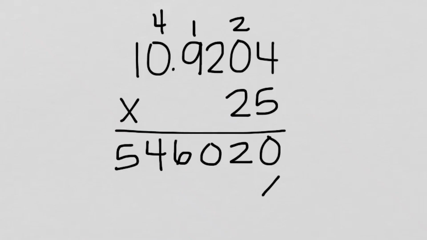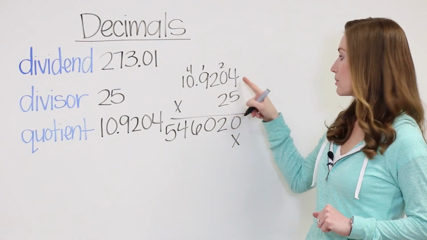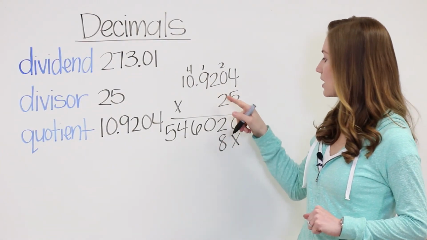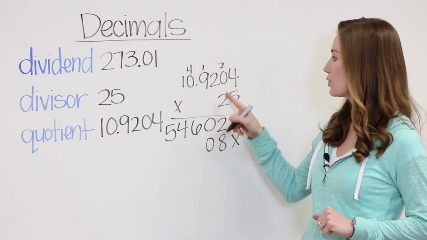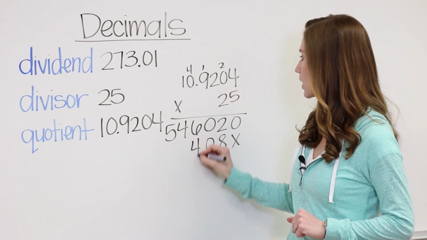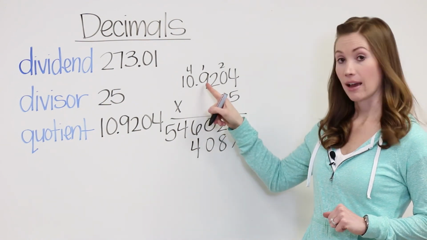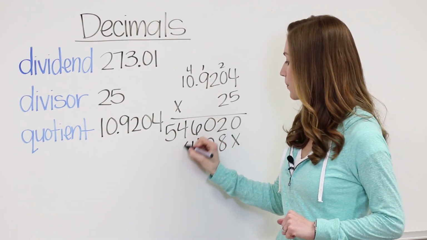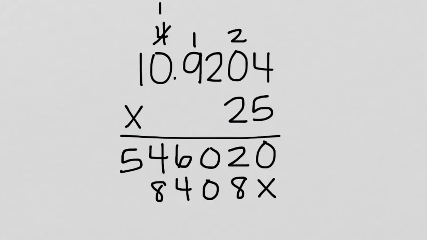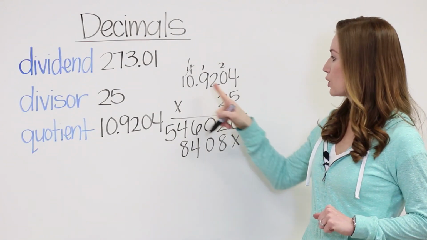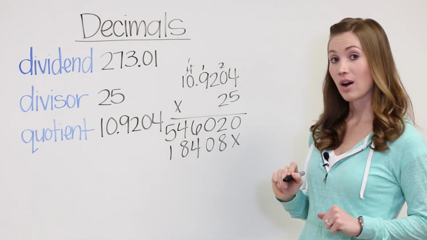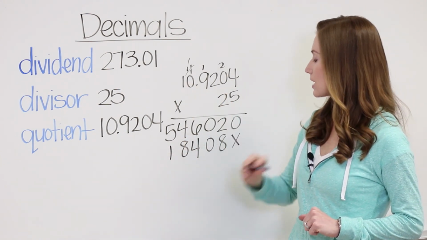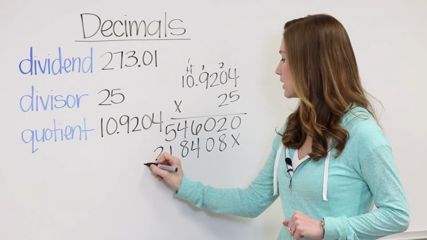Let's add a placeholder. 2 times 4 is 8. 2 times 0 is 0. 2 times 2 is 4. 2 times 9 is 18. We write the 8. We carry the 1. 2 times 0 is 0, plus 1 is 1, and 2 times 1 is 2.